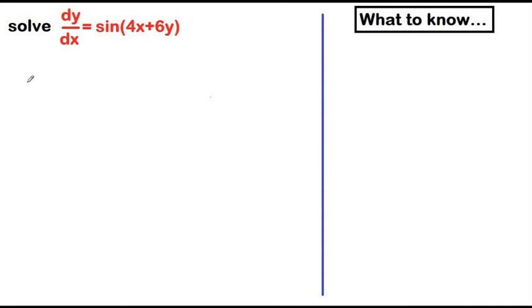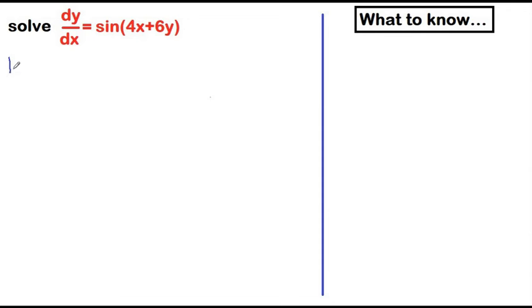Hello everybody. In this video we are going to solve dy/dx is equal to sine of 4x plus 6y. This differential equation looks like a separable differential equation at the beginning, but because we have x and y variables in the angle, it is not a separable differential equation. So we are going to apply a different technique.